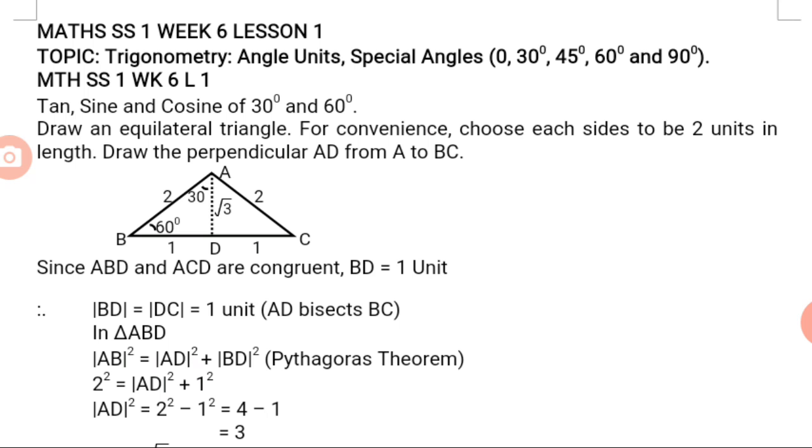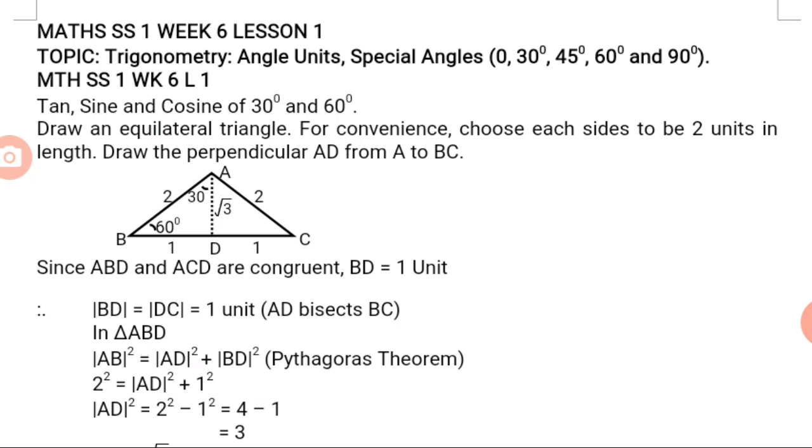Now, when we draw a perpendicular from A to BC, it means that the angle A will be divided into 2. That is, it will be bisected into 2 equal parts. So since triangles ABD and ACD are congruent, then BD is equal to 1 unit.